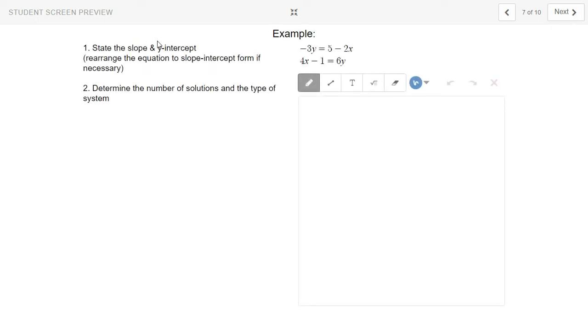Let's do another example where we're doing the same thing. State the slope and y-intercept. Rearrange it to the y is equal to mx plus b form if necessary. So both of these are not written in y is equal to mx plus b form. Let's rewrite it so that it's easy for us to identify what our slope and y-intercept is. Okay, I'm going to divide everything by -3 so that we've isolated for y.